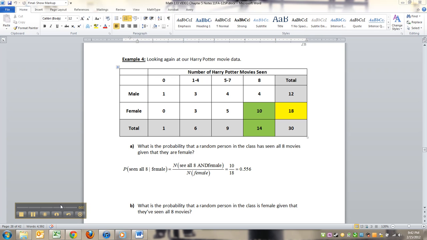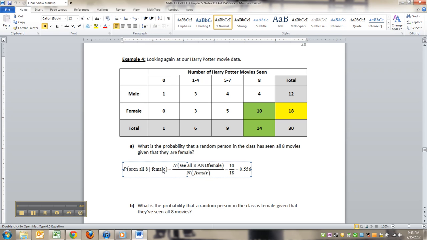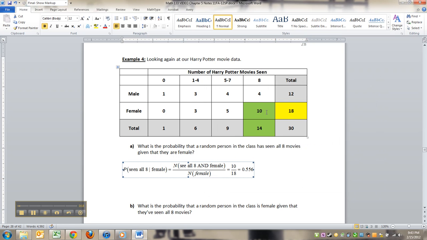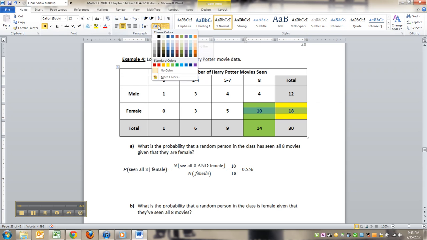So we left off here last time. We had found the probability that they've seen all 8 movies given that they are female, which means we needed the number that had seen all 8 and were female, divided by the number that were female. So basically it was working here with these two. I'll make them yellow or something so you can see.